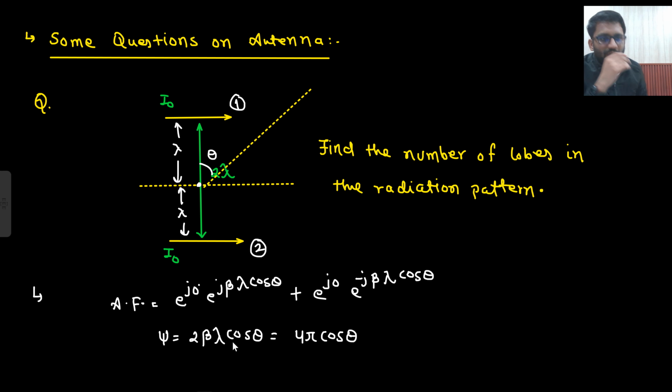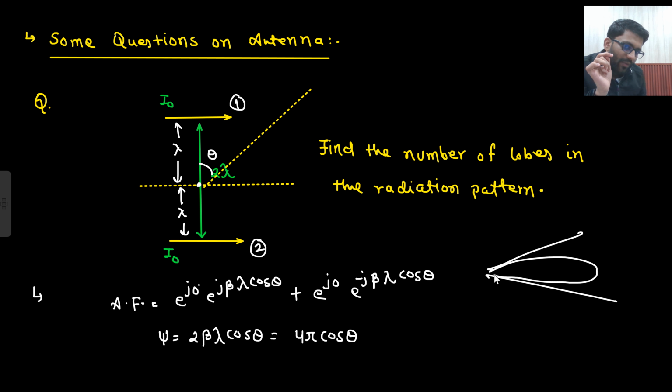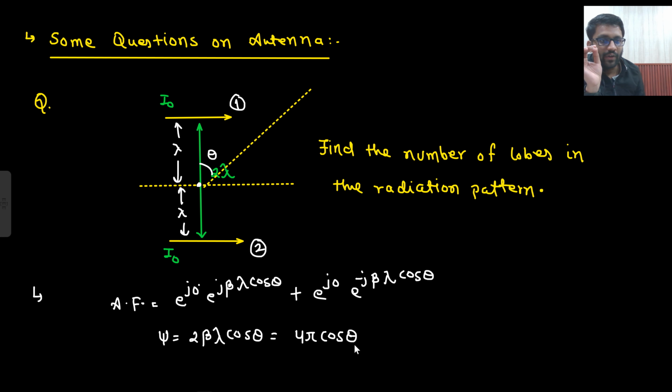Okay. Now what will I find? I will find the position of nulls only, because what do I need to tell? I need to tell the number of lobes. So I am not finding the position of maxima. I am only finding the position of nulls, because if I know the nulls, let us say if I know these two are the nulls, then in between there will be one lobe. So between two nulls there is one lobe, that I know. If I know the position of nulls, then I can draw the radiation pattern. So I am finding the position of nulls.